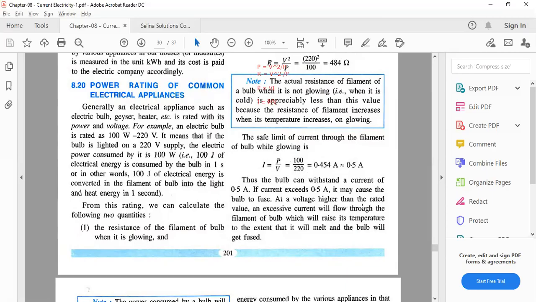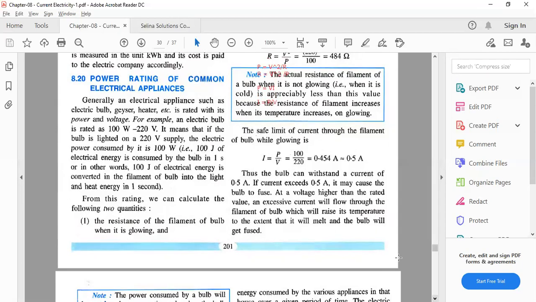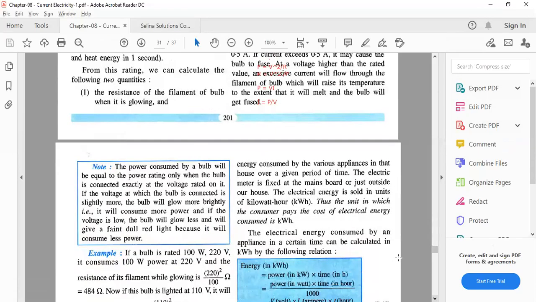At a voltage higher than the rated value, excessive current will flow through the filament, which will raise the temperature to the extent that it will melt and the bulb will get fused. Understood? The power consumed by the bulb will be equal to the power rating only when the bulb is connected exactly at the voltage rated on it. If the voltage is slightly more, the bulb will glow more brightly, that is, it will consume more power. And if the voltage is low, the bulb will glow less and give a faint dull red light because it will consume less power.